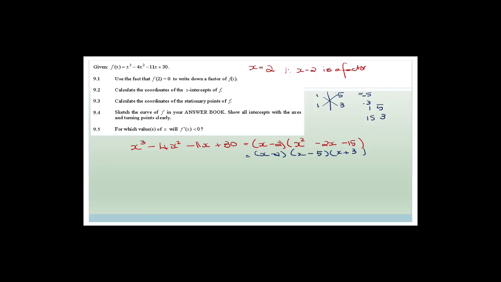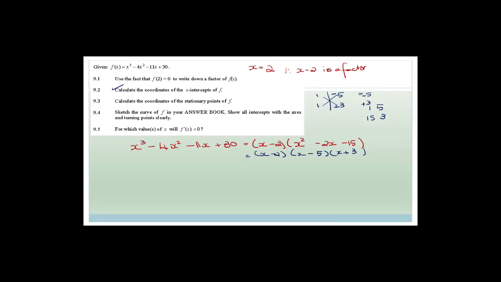This has to be a minus and that has to be a plus. Then I get minus 5 plus 3, which gives me minus 2. So the minus has to be in front of the 5 and the plus has to be in front of the 3. Okay, so therefore we've got (x minus 2)(x minus 5)(x plus 3). Okay, so those are my factors, and that is the coordinates of the x-intercepts of f.